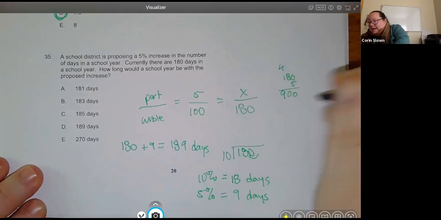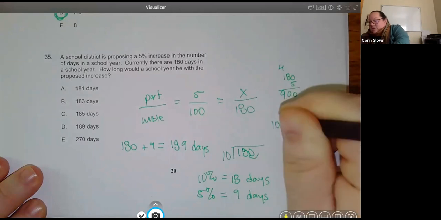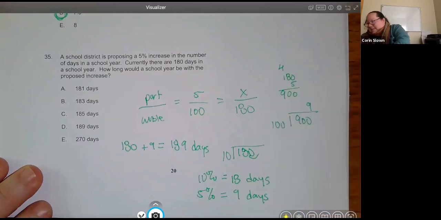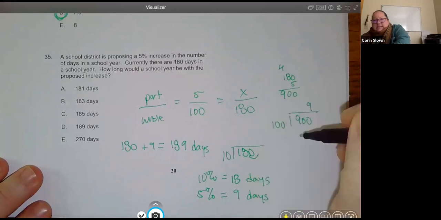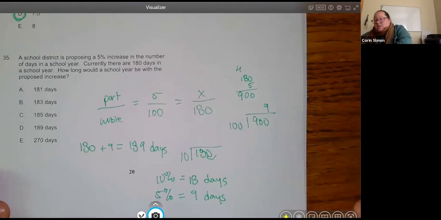Right, and then you divide by 100. 900 divided by 100 should be 9, right? And it gives you the same number. It just is a little bit steppier to get there in terms of your process. So it's up to you. I think it's easier to do the estimation of figuring out what 10% is and then divide by 2 to get 5%. I think that's faster for me, or more efficient.